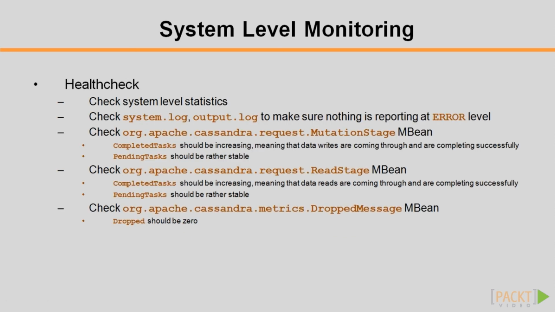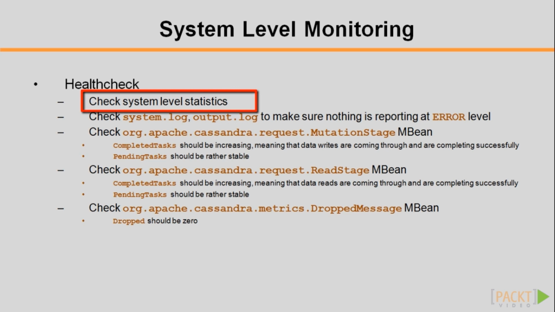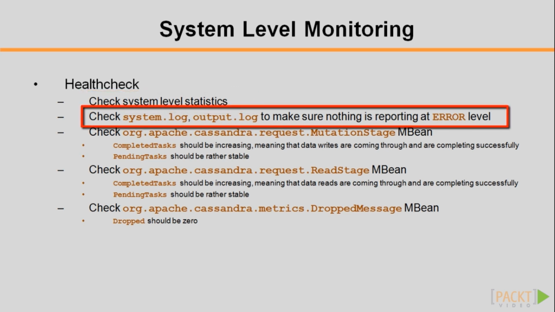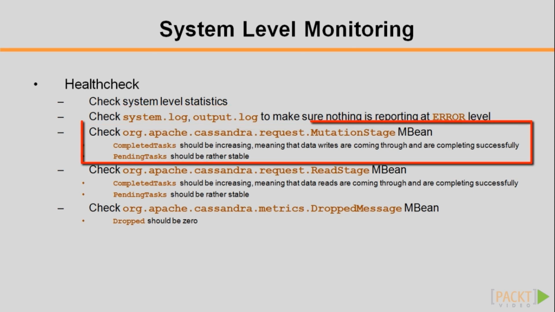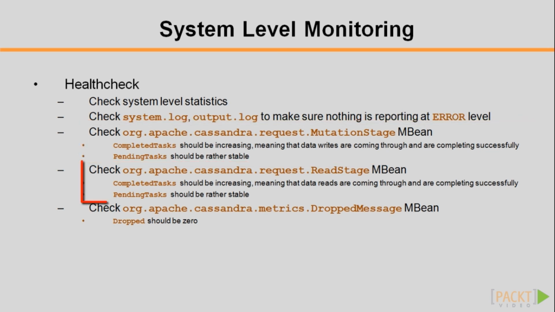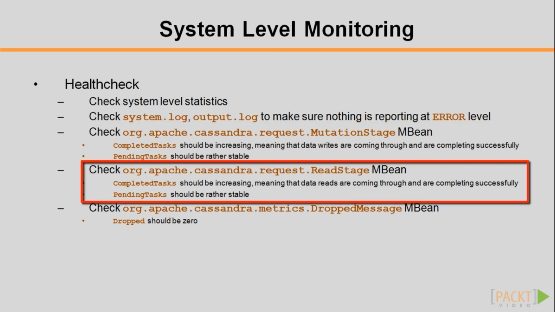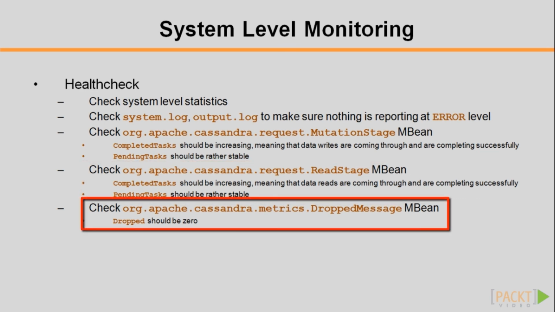The following steps can provide a quick health check of a Cassandra database cluster. First, check the system-level statistics, such as CPU and memory, as mentioned above. Second, check if errors are recorded in system.log and output.log. Then, check the completed tasks and pending tasks of the mutation stage mbean. Completed tasks should be increasing, whereas pending tasks should be pretty stable. Lastly, check the dropped message mbean. If the dropped attribute of various stages is increasing, it's an indication of server overload.